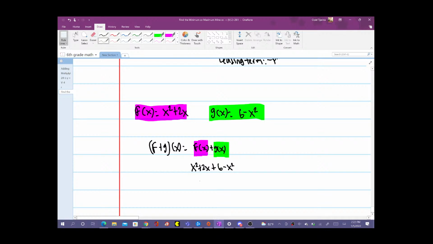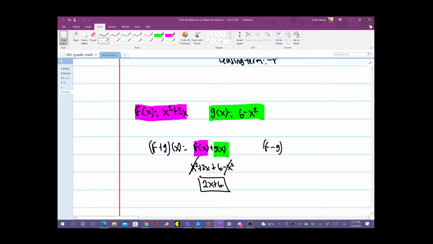So then we have 2x squared plus 2x minus 6, or sorry, it should actually be x squared minus x squared, so they cancel out. So it should be 2x plus 6. That's f plus g of x.